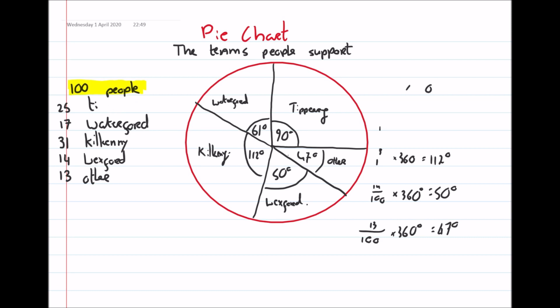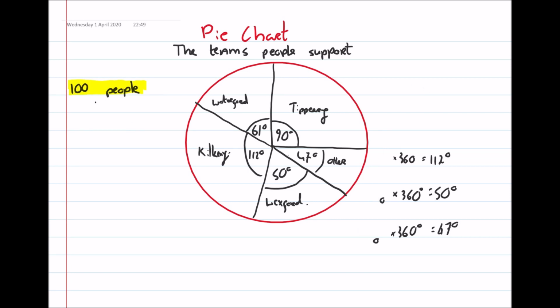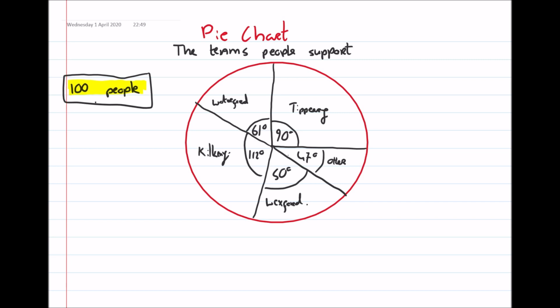Sometimes they mightn't give us this information, but they might give us the pie chart. Okay, so we work backwards. They give us the pie chart. They say there's 100 people in total, and they want to ask us how many of those support Tipperary. This time we're starting off with the pie, so rather than putting a fraction of so many people over 100, we'll be putting so many degrees over 360.